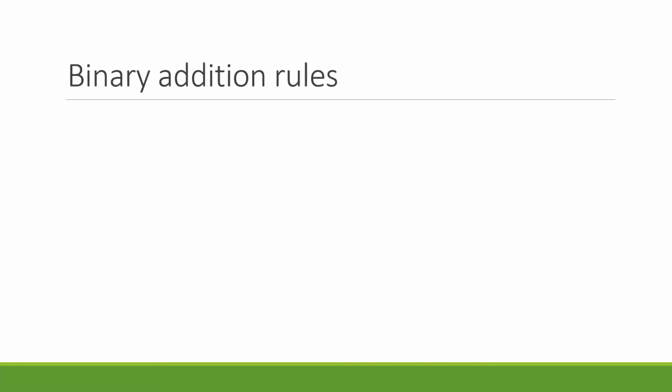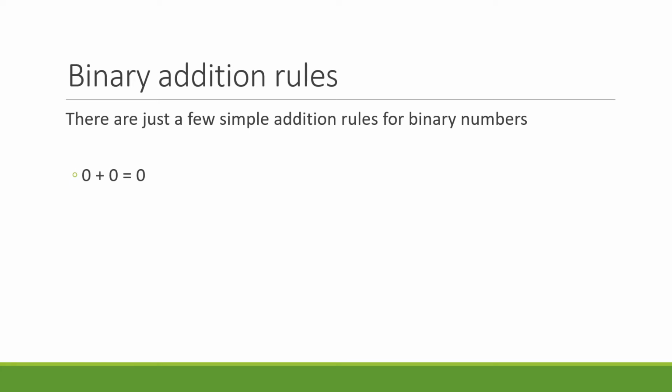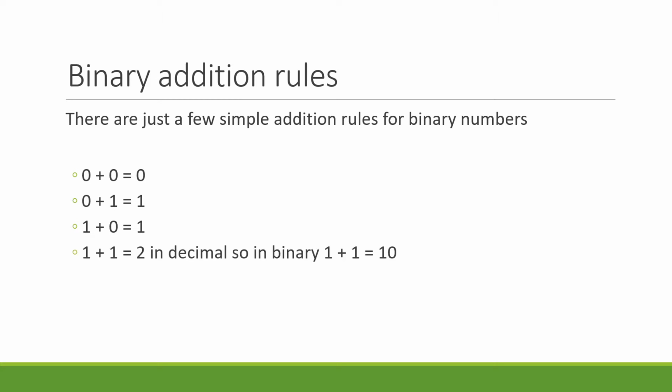This presentation is about some important special purpose registers inside our processors. But we'll start off first of all with a wee bit of a recap of some binary things we need to know. We need to know how to add binary numbers together, and there are a small number of binary addition rules. The first three are very simple. 0 plus 0 is 0, 0 plus 1 is 1.